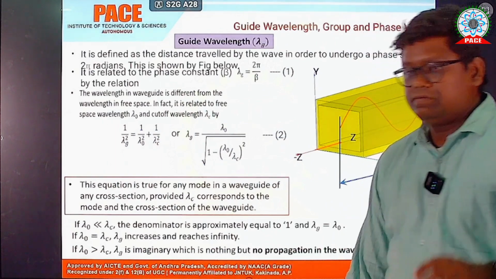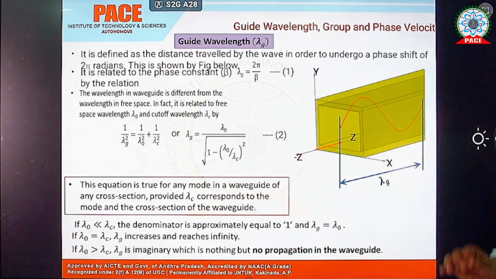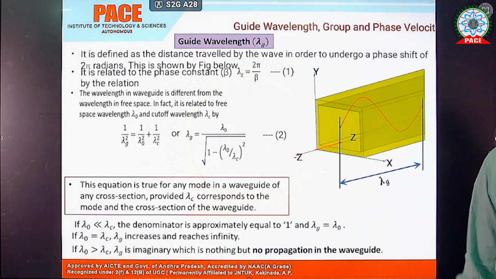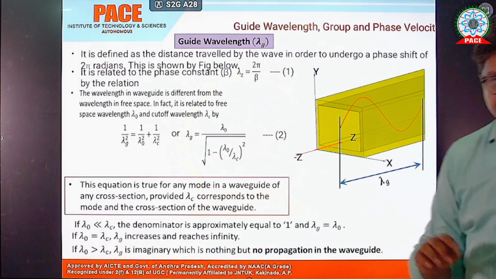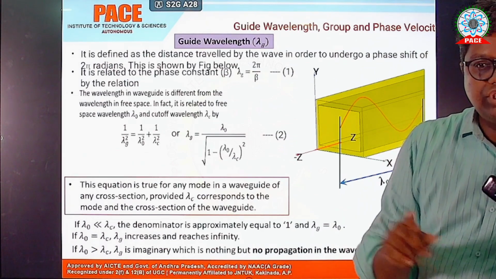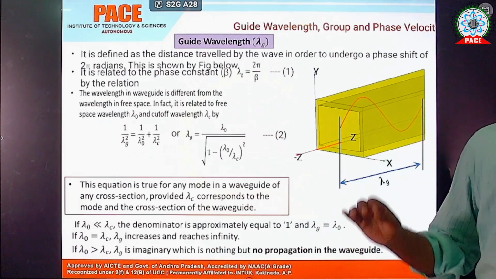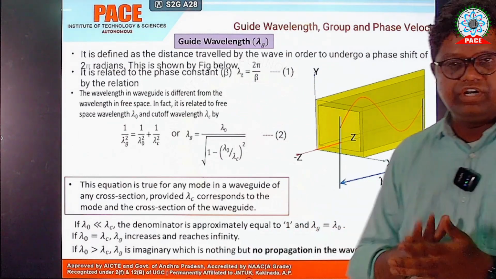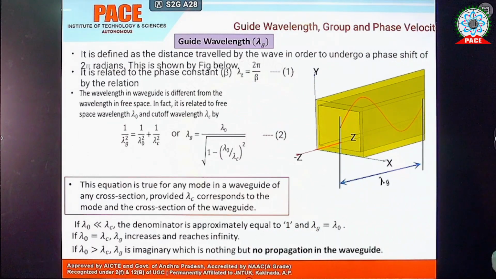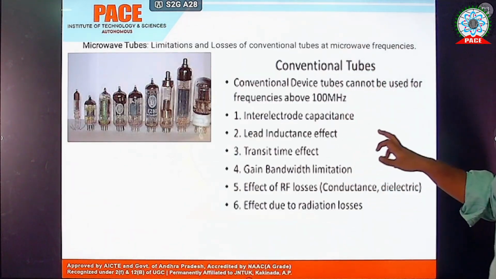Guided wavelength. So the wavelength which is defined to have a phase shift of 2 pi, that is 360 degrees. Any wave should have a phase shift of 2 pi. It should be up to having a polar plot of 360 degrees. What happens here is the wavelength will be having some components, some reflections, some mutual interactions in that waveguide, considering the x-axis, y-axis and z-axis.